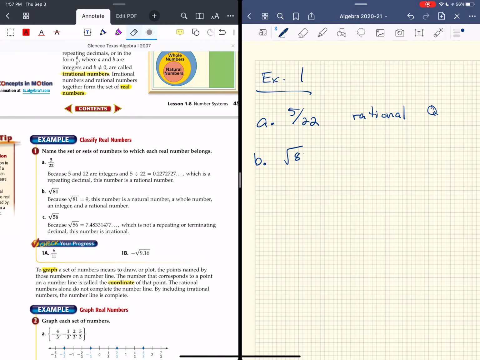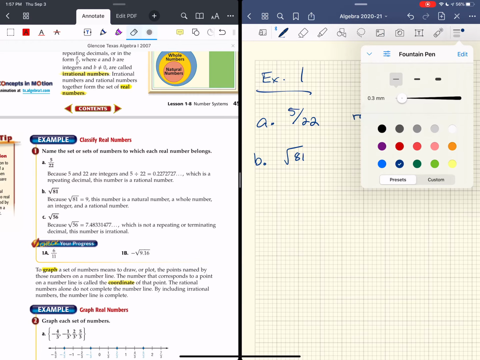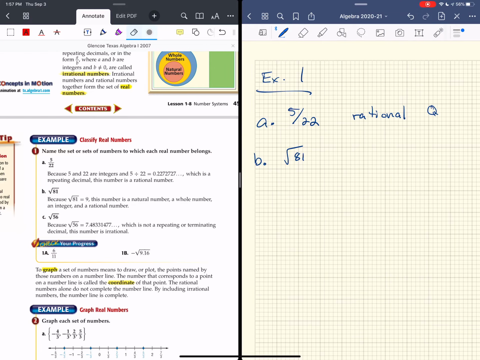Something like the square root of 81. Now you might think, oh, square root, so automatically that's going to be irrational, right? But no, not so fast, because what I want to do is make sure I understand the value of my number first. The square root of 81 looks like an irrational number, but clearly we can evaluate this. This is just equal to 9, right? And so then we ask ourselves, well, what does 9 belong to? 9 belongs to the naturals. 9 belongs to the integers. 9 belongs to the rationals.